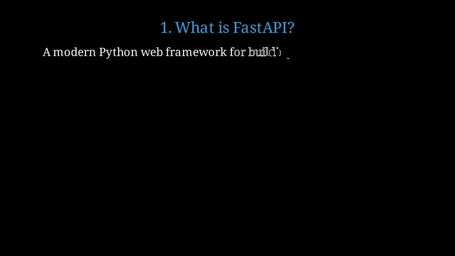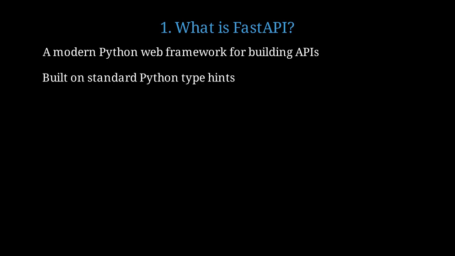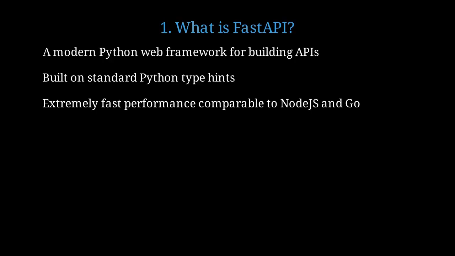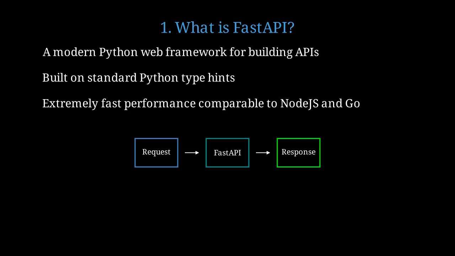Let's start by understanding what FastAPI is and why it's popular. FastAPI is a modern, high-performance Python web framework specifically designed for building APIs. It leverages Python's type hint system to provide automatic validation and documentation. FastAPI delivers performance comparable to Node.js and Go, making it one of the fastest Python frameworks. FastAPI handles HTTP requests, processes them through your API logic, and returns responses efficiently.